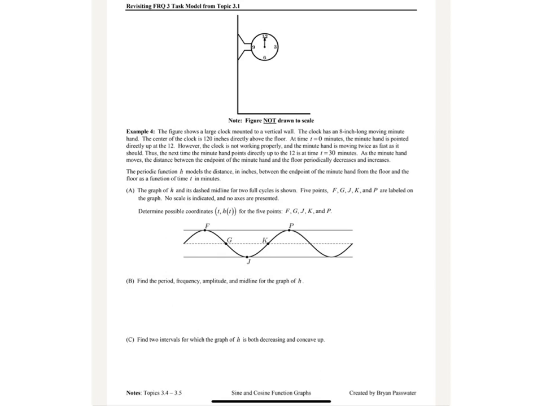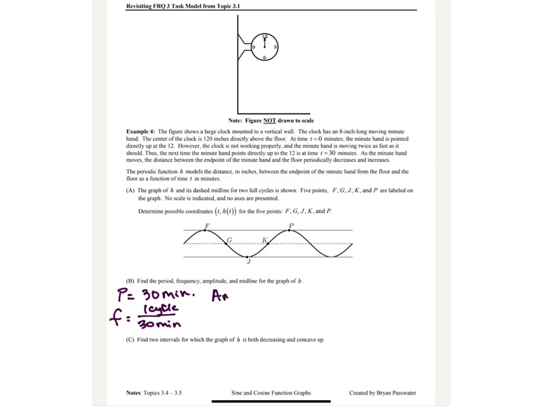So the period is going to be how long? 30 minutes? Are we talking about the minute hand? So our period here is going to be 30 minutes. What's the frequency? 1 cycle for every 30 minutes. 1 cycle for 30 minutes. Good.